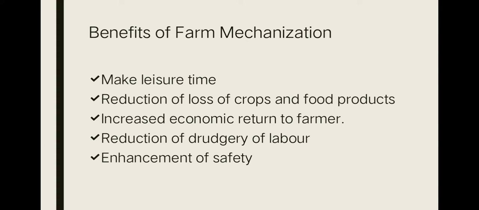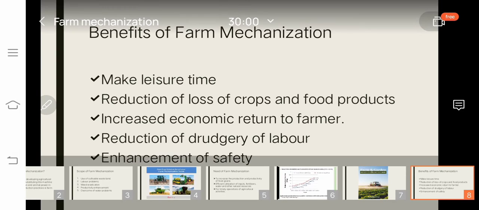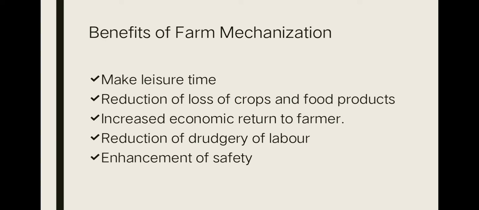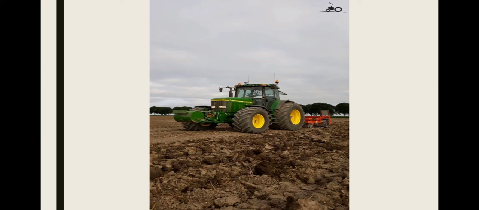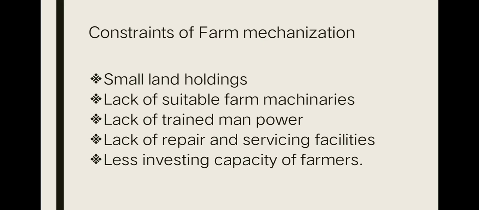So, benefits of farm mechanization. It takes less time, meaning it decreases the duration of time. Reduction of loss of crop or food products, yes we discussed earlier also. Increased income return to farmers, yes it is true. Reduction of drudgery of labor, enhancement of safety. So this picture shows the tillage operation done by a tractor.